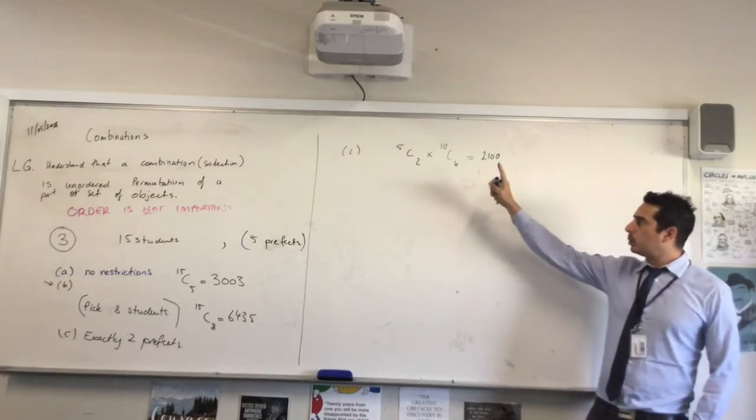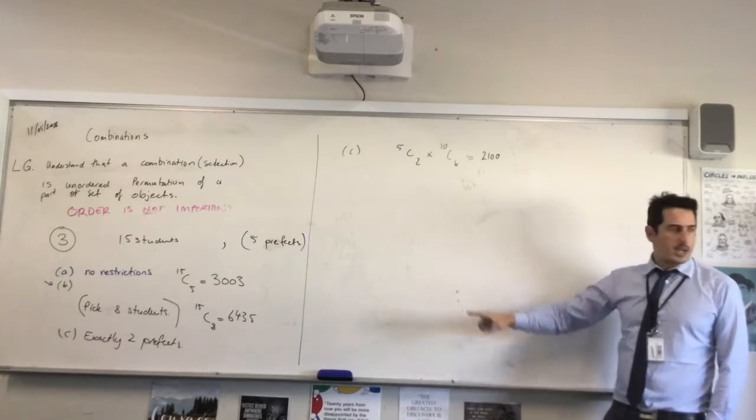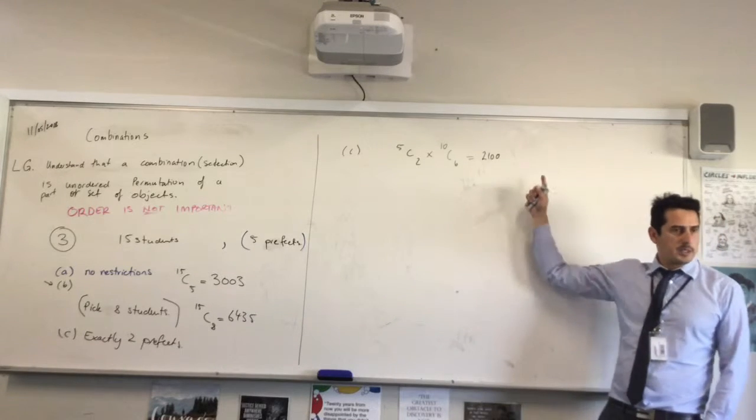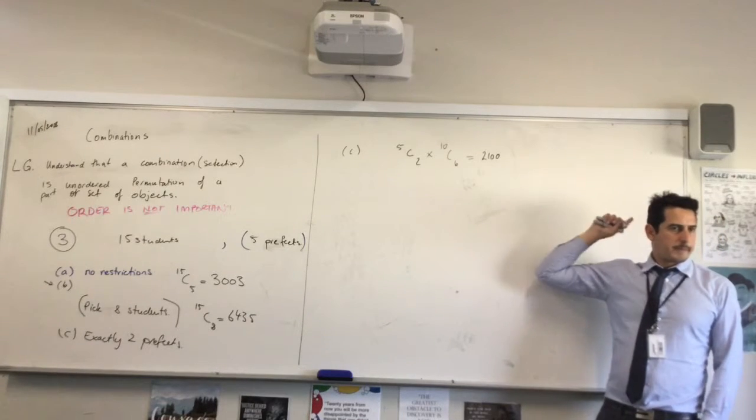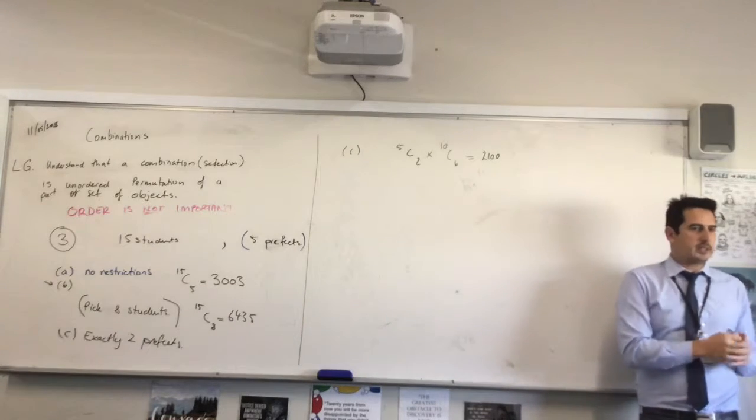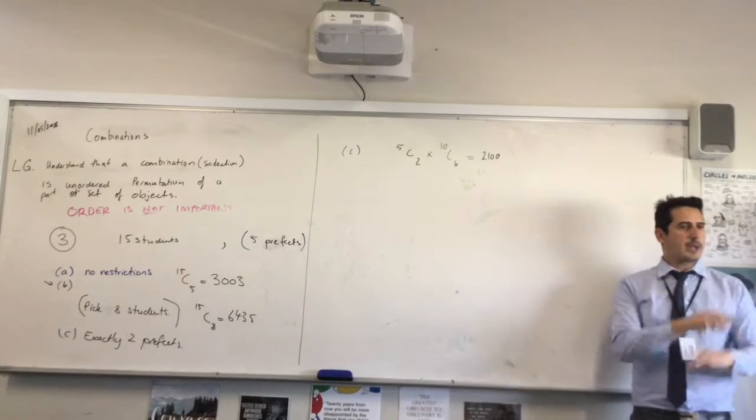But why do I know that I'm on the right track, considering what I did at the start? Because that's going to be fewer possibilities, isn't it? Because we're restricting it, aren't we? We've said we have to pick 2 prefects. So we've sort of taken all these other combinations out of the way.